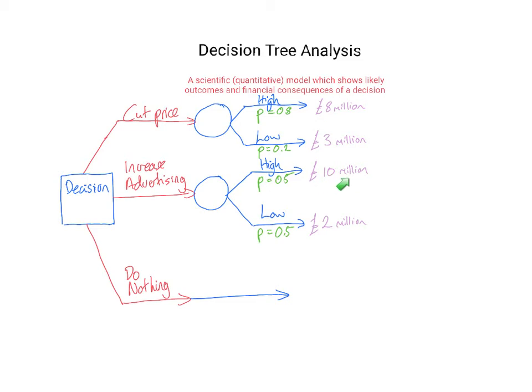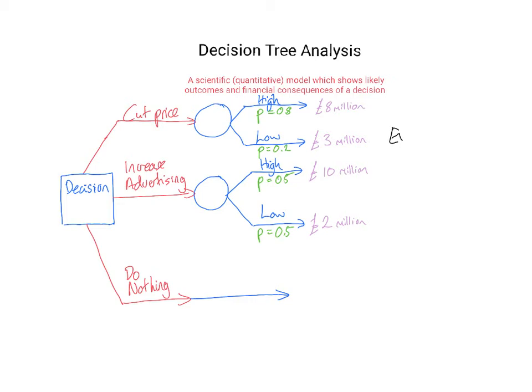The strong side, the positive side, is very high, but the negative side is lower. So the decision tree is what helps us to actually go through and calculate which of these is going to be a better option. To do that, we need to calculate the expected value of each of the decisions. So I need to calculate the expected value of cutting the price and the expected value of increasing the advertising.